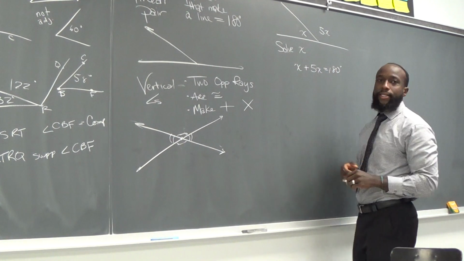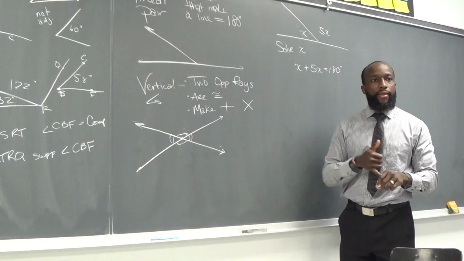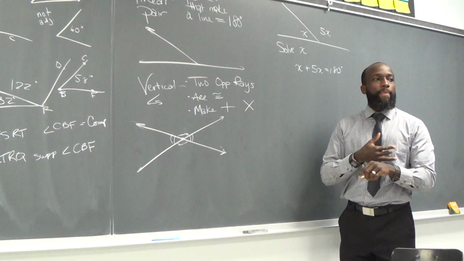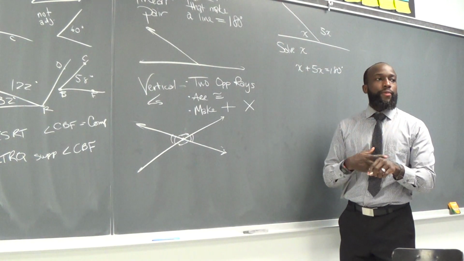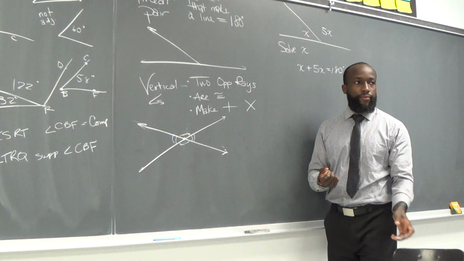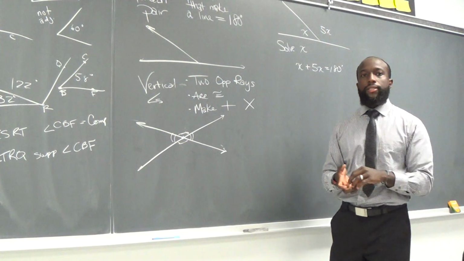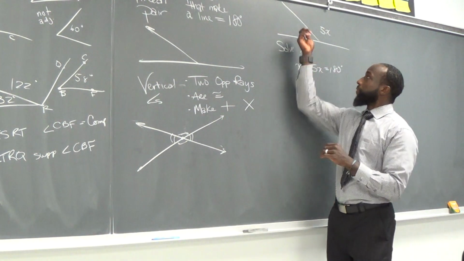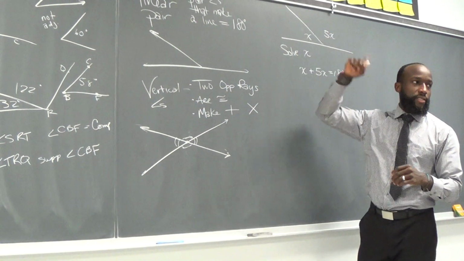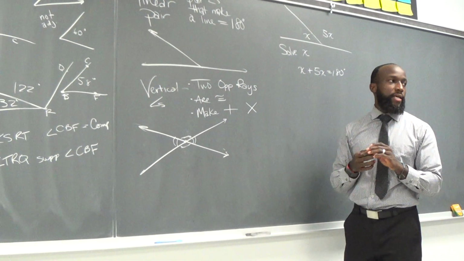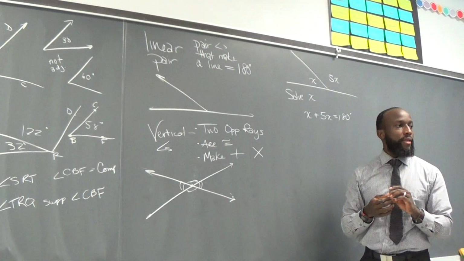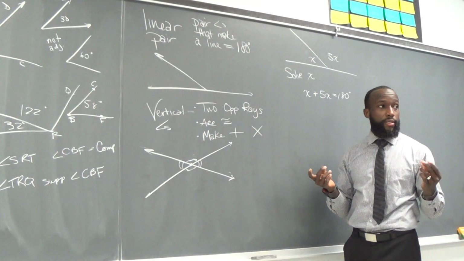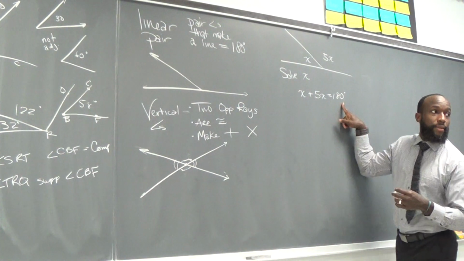Why did he tell us to do that? Trent, why did he tell us to do that? I don't know. You don't know? Can you help Amani? What's the relationship between x and 5x? What kind of angle pair are they? Linear? Yeah, it's a linear pair. And a linear pair equals how much? 180. That's why we set it up this way.